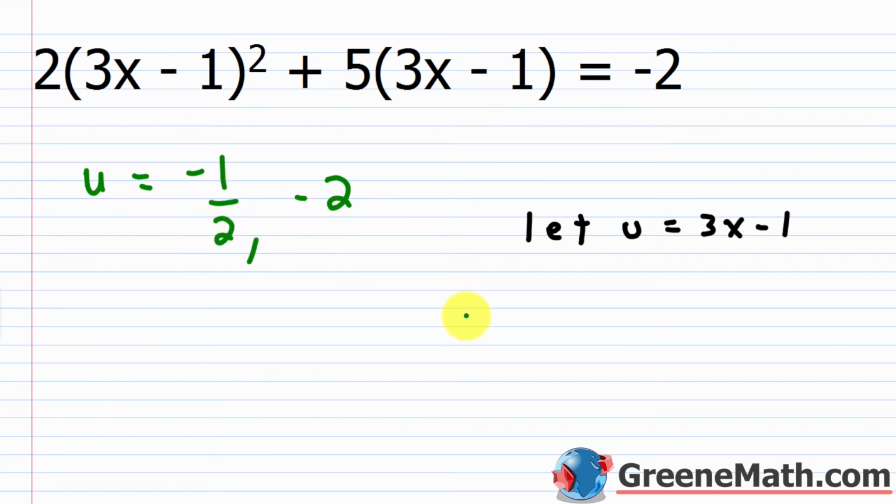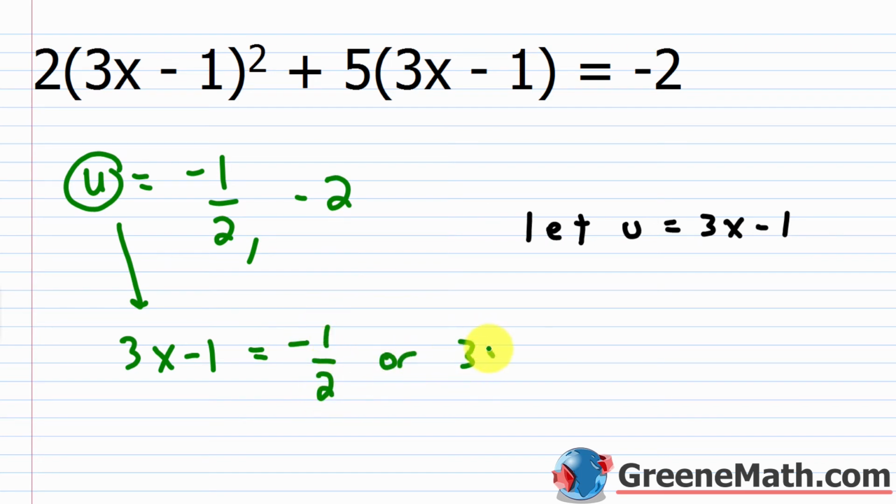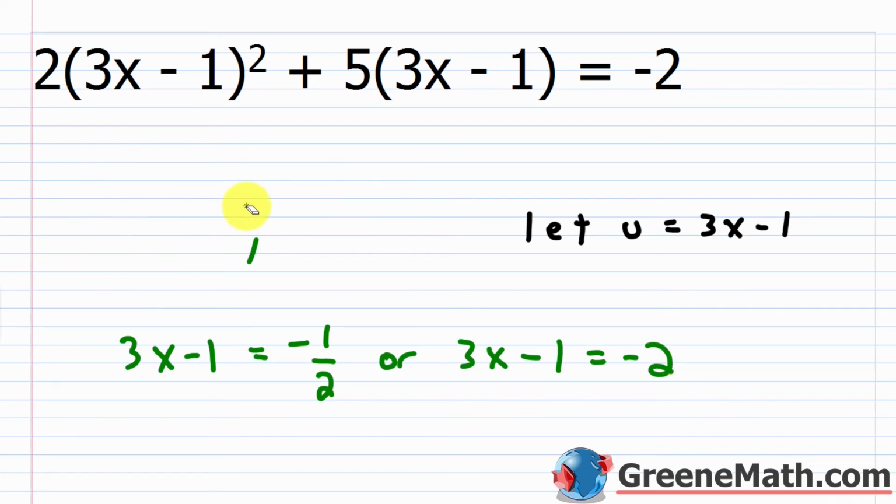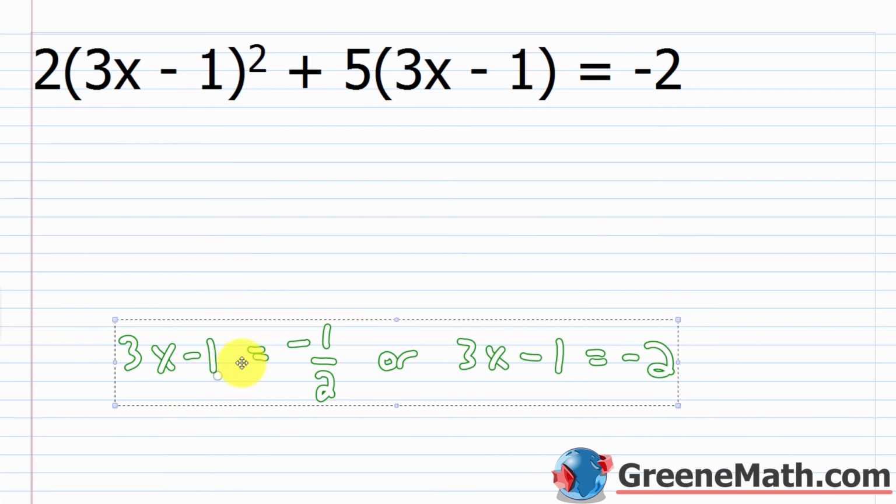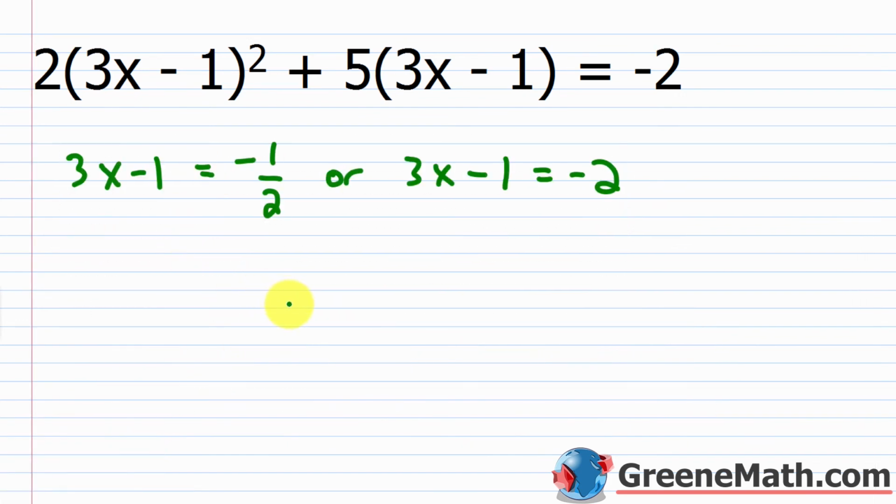And we said that u is equal to 3x minus 1. So we've got to set 3x minus 1, which is again u. So we're putting that there and say this is equal to each solution. So it's equal to negative 1/2 or 3x minus 1 is equal to negative 2. All right, so let's erase all of this. We don't need that anymore. And we'll get our solutions for x. Okay, so on the left-hand side here, this equation, 3x minus 1 equals negative 1/2.